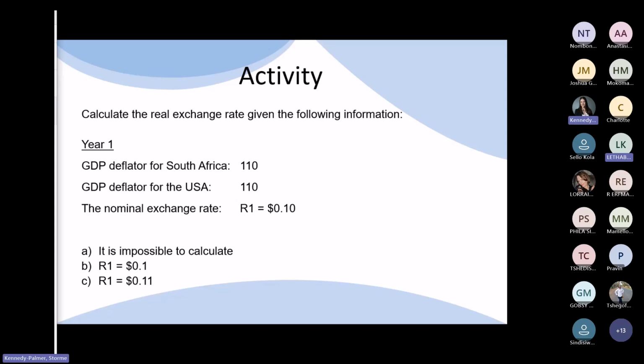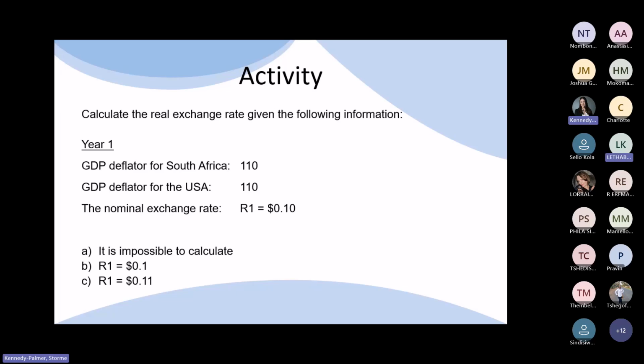Sorry, go for it. I think the real exchange rate is equal to the nominal one, since the 2 deflators for South Africa and USA are equal. Mm-hmm. So the answer is 1 rand is to 10 cents, 10 cents of a dollar.